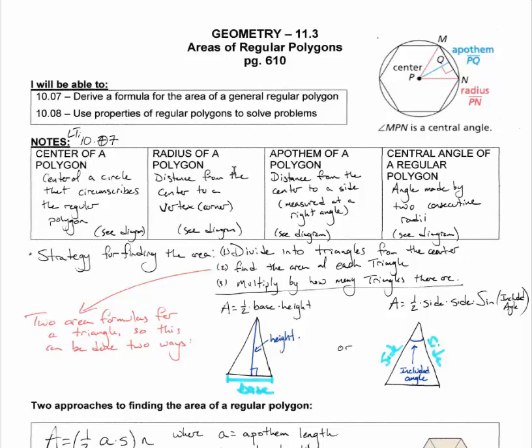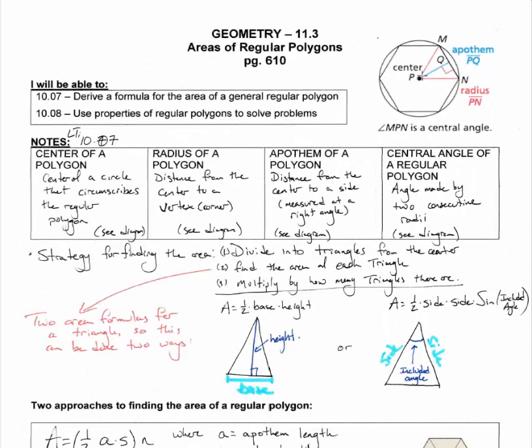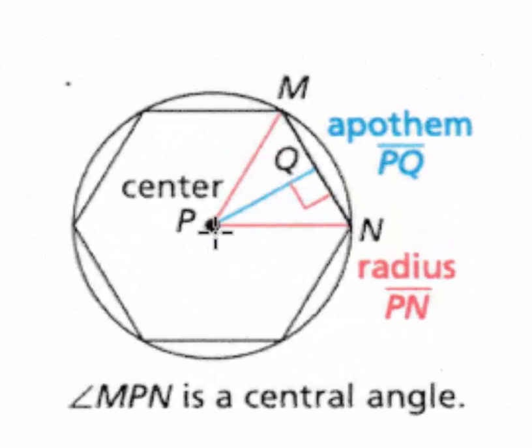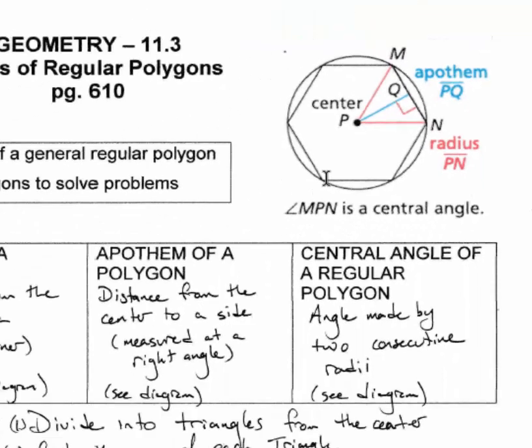A few terms that you should know are here, and I've already filled them in, so I'll just briefly talk through them and point them out in the diagram. We say that the center of a polygon is the center of a circle that circumscribes this polygon, meaning the circle goes through each vertex. In this picture, point P is the center. This circle has a radius, so we also say that the radius of the polygon is the distance from the center to any one vertex. So in this case, PM is a radius of the circle, PN is a radius of this polygon.